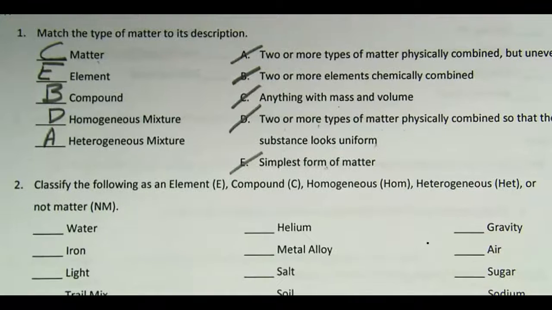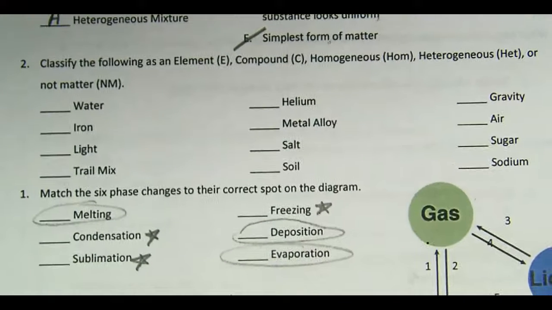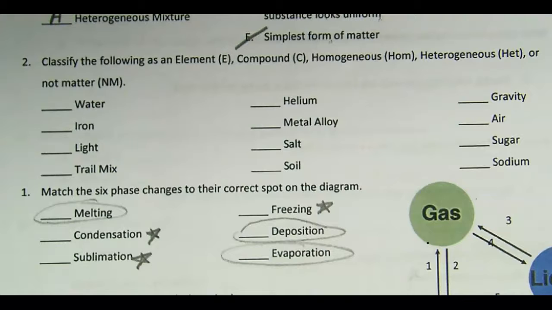Okay. Any questions on that? Okay, moving on. Number 2 says classify the following as an element, E, compound, C, homogeneous, HOM, heterogeneous, HET, or not matter at all. Okay, here we go.